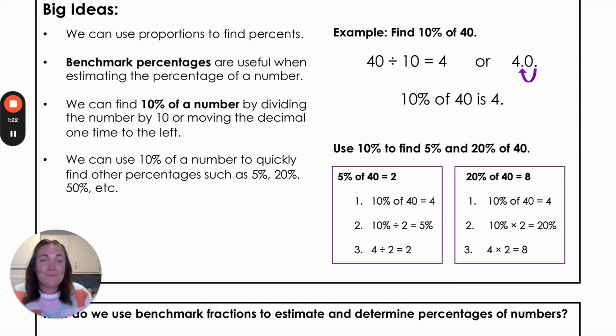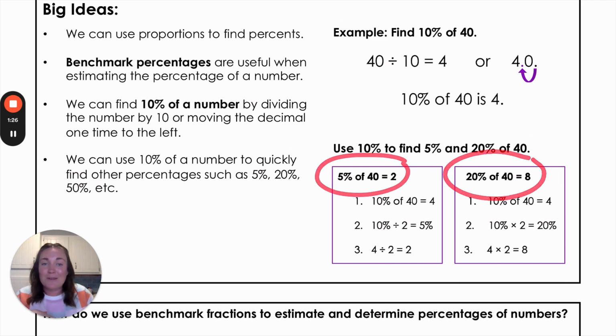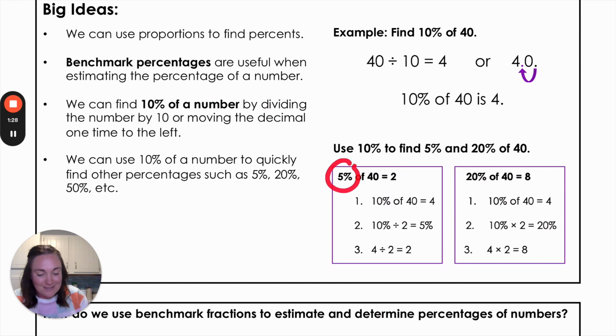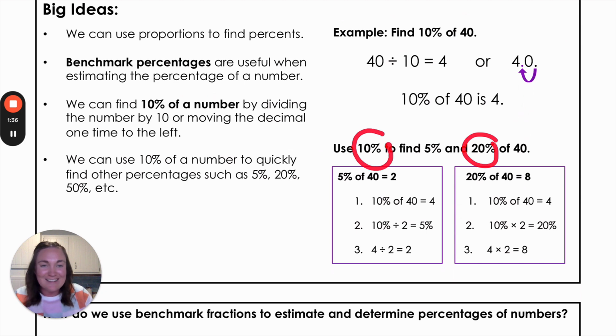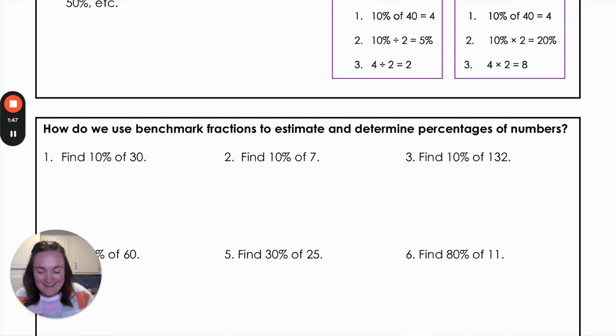Now that we have 10%, I can easily find 5% or 20%. I know that 5%, right, is half of 10%, so half of 4 is 2. And I know that 20% is double that 10%, and so 4 times 2 is going to give us 8. So as soon as we find that 10%, it can be really easy to find other percentages as well. Let's practice that in action.